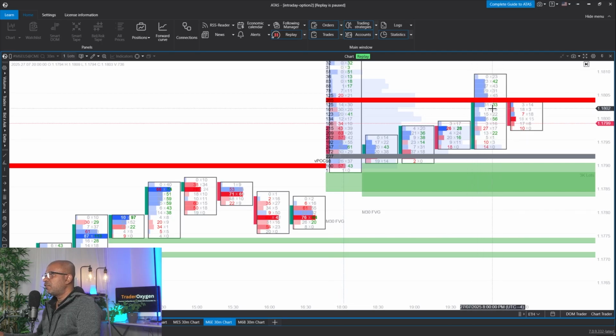Also in the volume footprint of this candle, you can see aggressive buyers have been trying to push the price up. However, they have failed to do so, and we can see the price has come down and made a wick in this area, which means the passive sellers have absorbed these aggressive buyers.